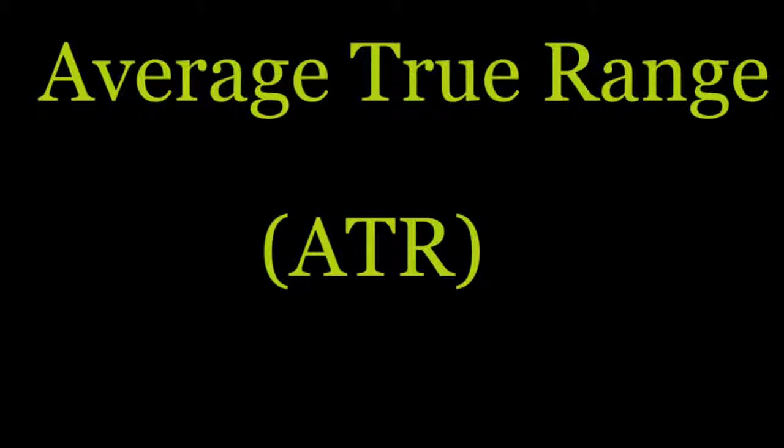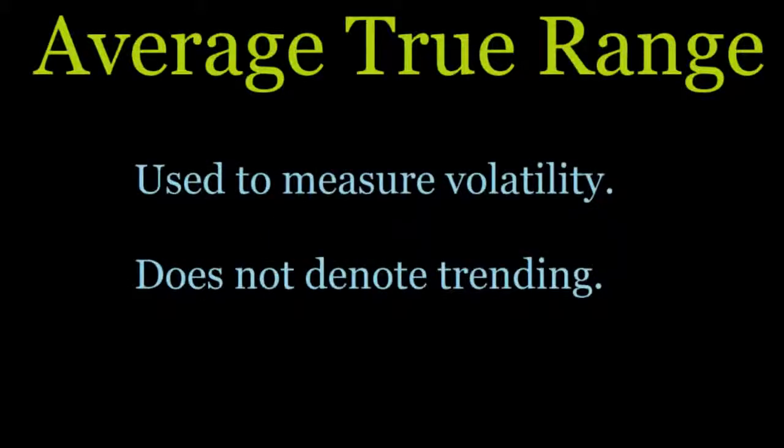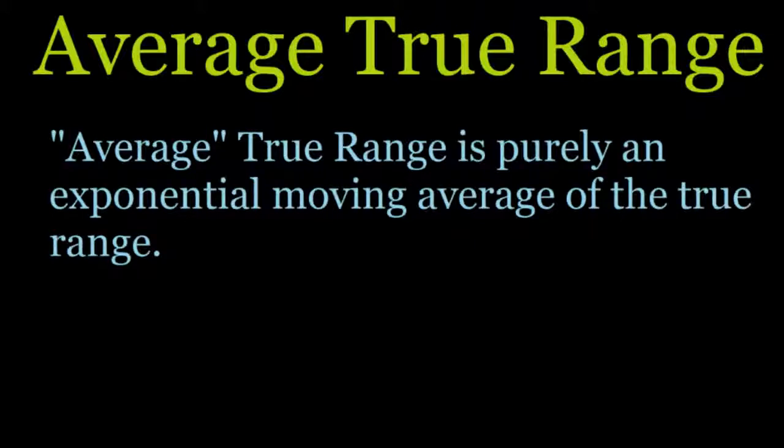So ATR, what is it? It's another one developed by Wells Wilder. The idea of it is to measure volatility in a stock. So it's not going to denote trending at all. Sometimes it might appear like it is, but it is not. The average in average true range just denotes it's true range with an average, right? So it's an exponential moving average of true range.